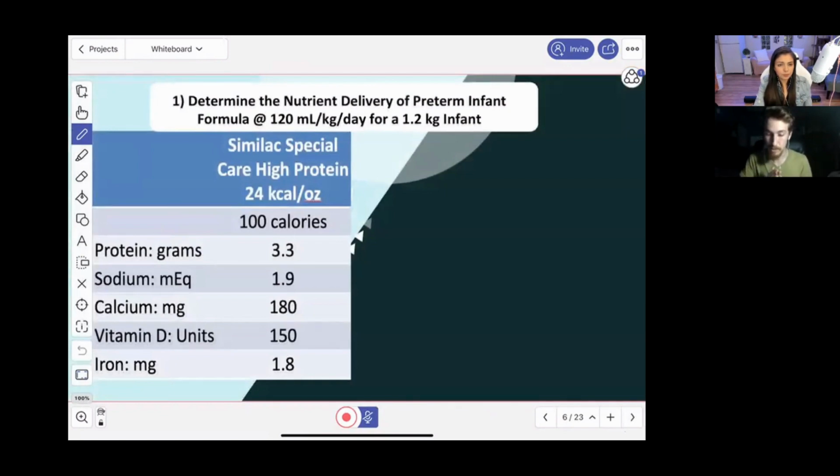So the first thing we have to do, again, this is the same problem, is convert this to a unit of measure that we can work with. So we're going to convert the calories per ounce to calories per milliliter.